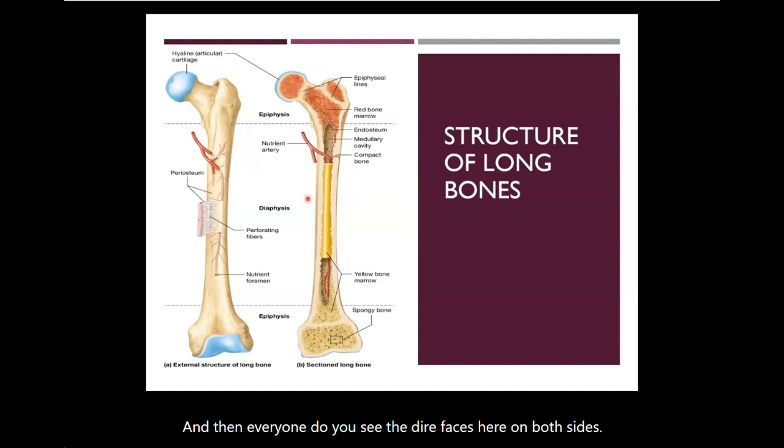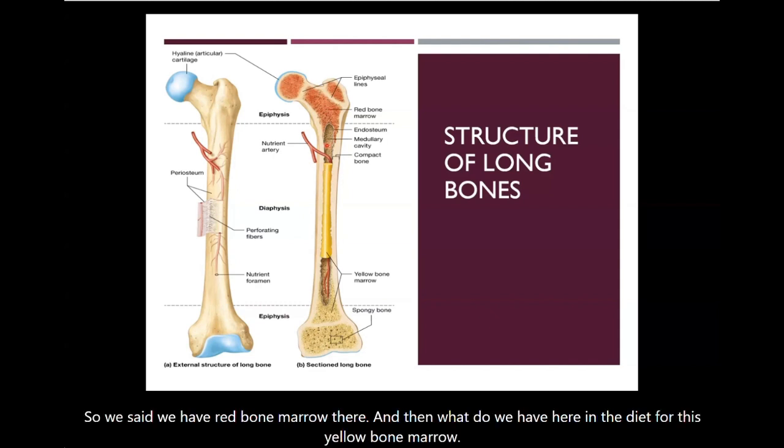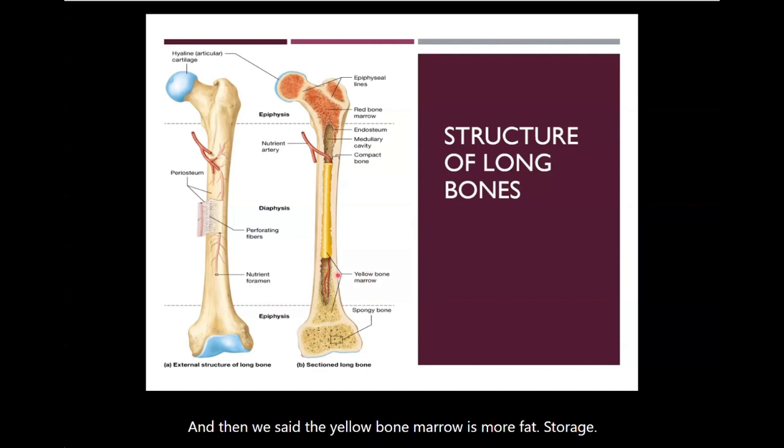And then everyone, do you see the diaphysis here on both sides? It's made up of compact bone. Do we all see that? And then here in the middle, we said we have red bone marrow there. And then what do we have here in the diaphysis? Yellow bone marrow. And we said yellow bone marrow is for fat storage, right? Good. And then this is the epiphysis on the other side, and it's made up of spongy bone.